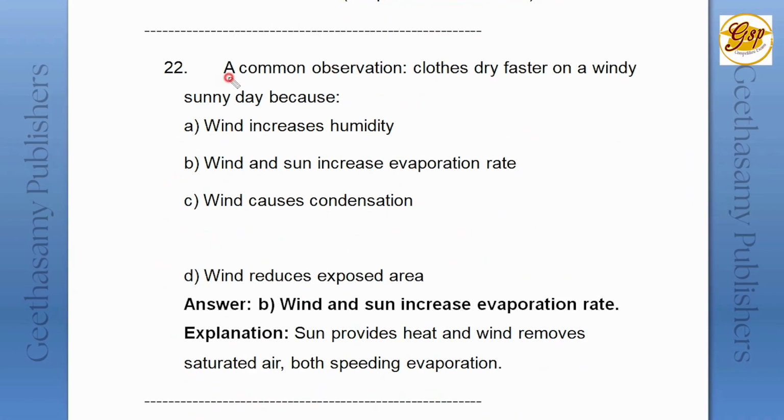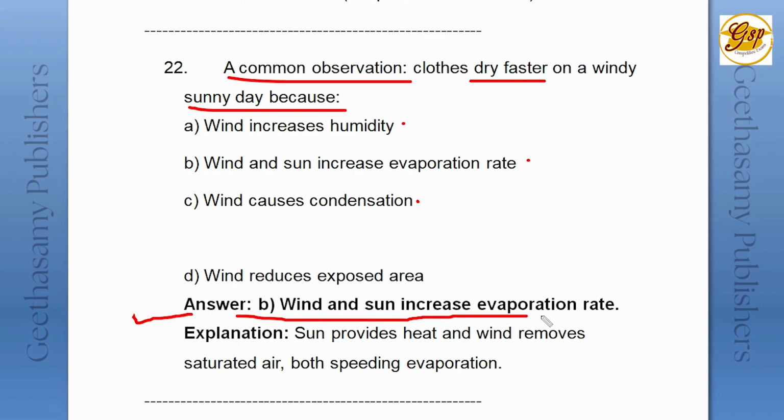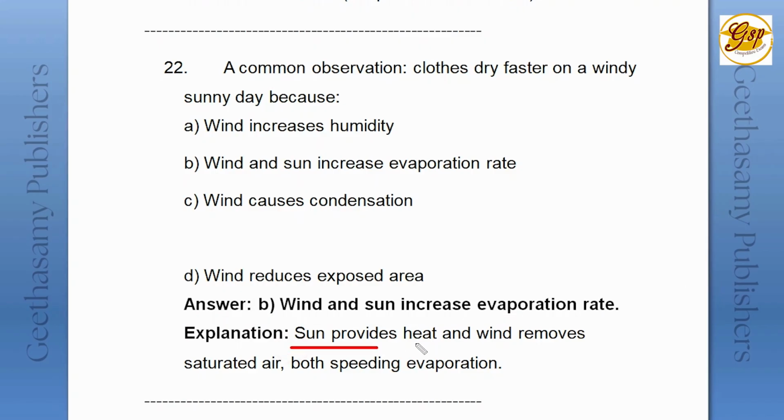And 22nd question. A common observation: clothes dry faster on a windy and sunny day because wind increases humidity, wind and sun increase the evaporation rate, wind causes condensation, or wind reduces the evaporation area. The correct answer is B, wind and sun increase the evaporation rate. Right? So the explanation is the sun provides heat and wind removes the saturated air, so both speed it up. So that's why clothes dry very quickly on a sunny and windy day, right? Fine.